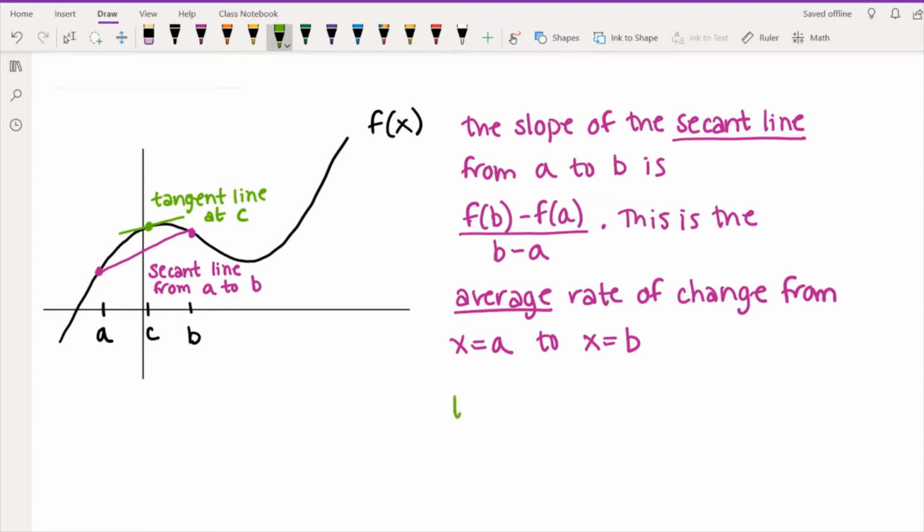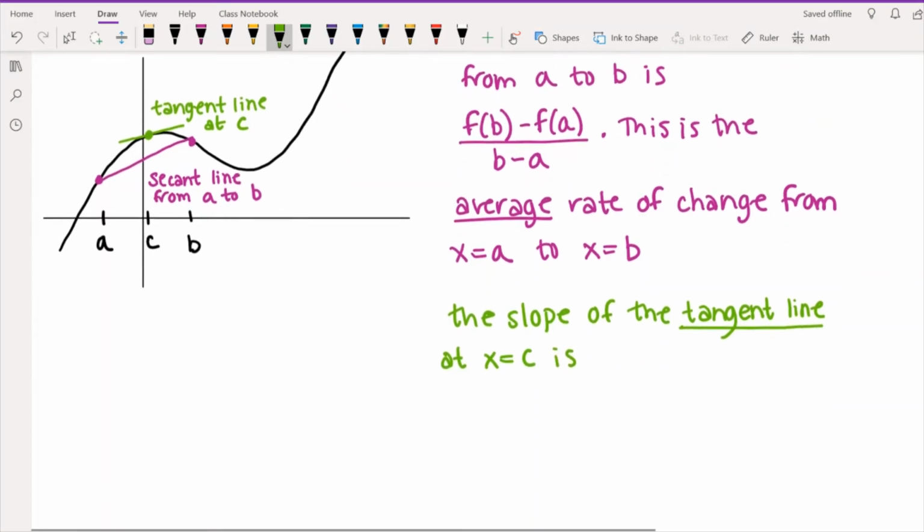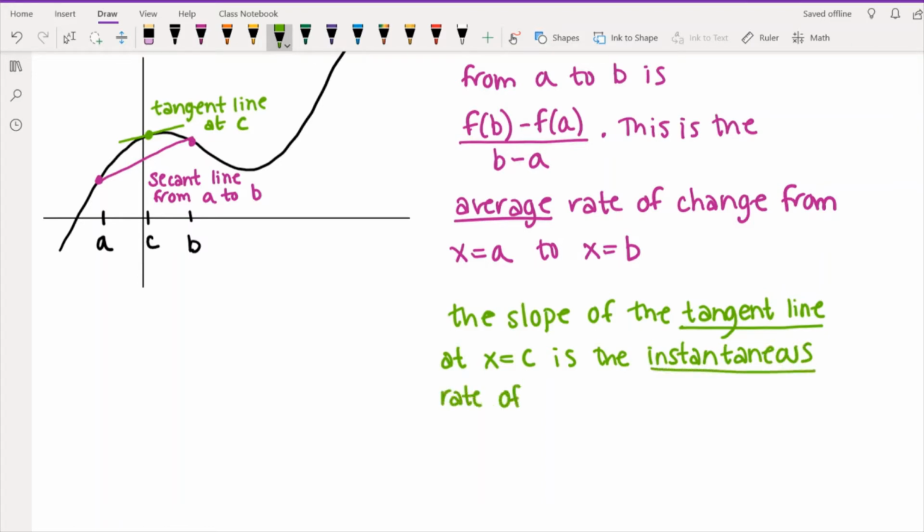So the slope of the tangent line at x is equal to c is basically, rather than being the average rate of change, the instantaneous, and I'll explain what that means in a second, instantaneous rate of change at x is equal to c.